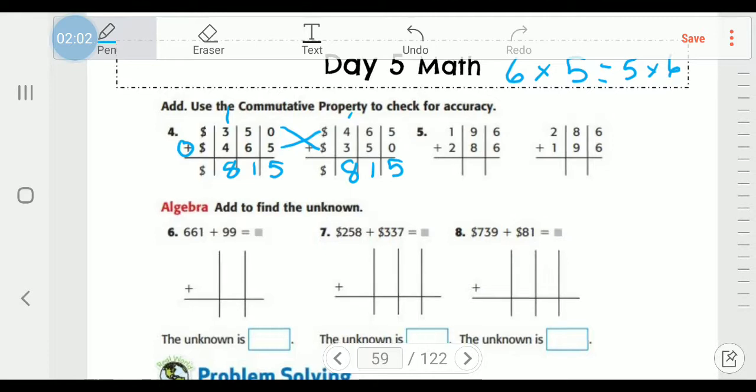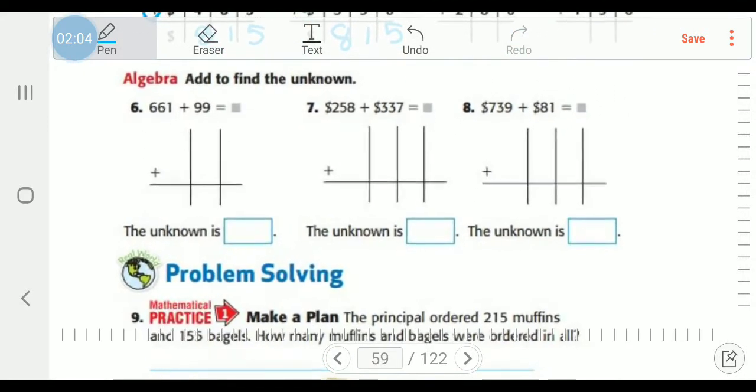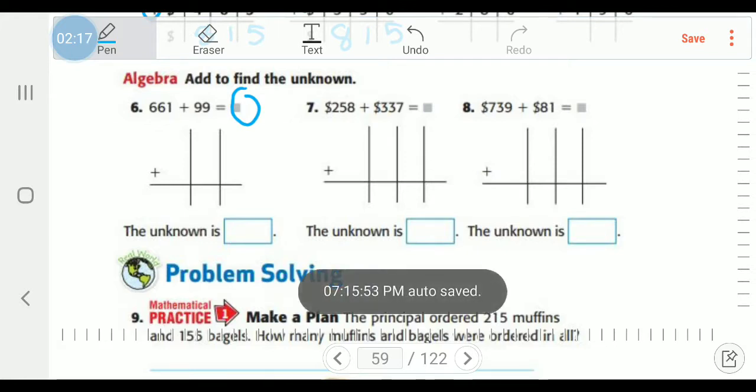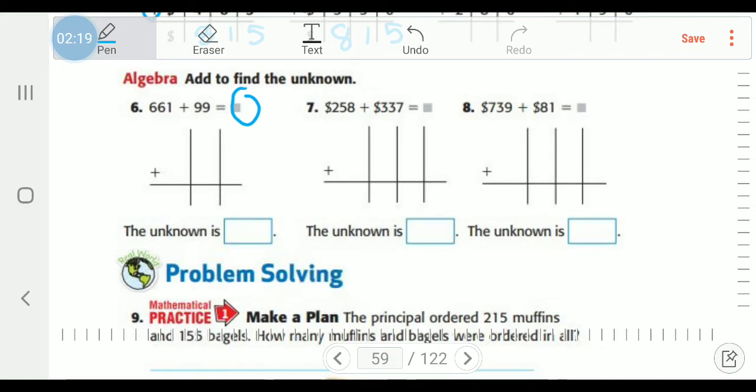6, 7, and 8, they're just asking you to add to find the unknown. And you guys just remember, the unknown is the part that you don't know. That's where that little box comes in. When you write your numbers, you need to make sure to line everything up. So let's talk about this 661 plus 99.